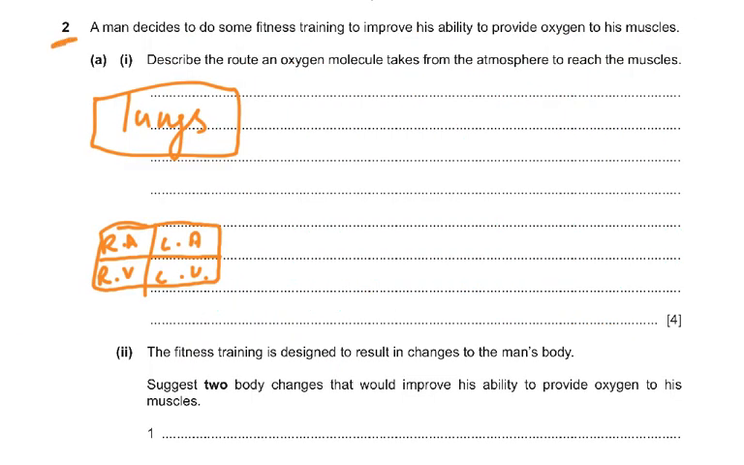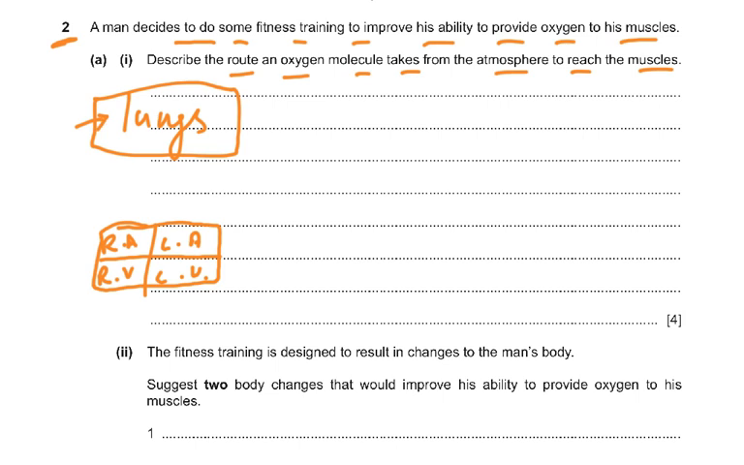Now let's read through question number 2. A man decides to do some fitness training to improve his ability to provide oxygen to his muscles. Describe the route an oxygen molecule takes from the atmosphere to reach the muscles. So from the atmosphere, first we have to talk about it in the lungs. What is happening in the lungs?